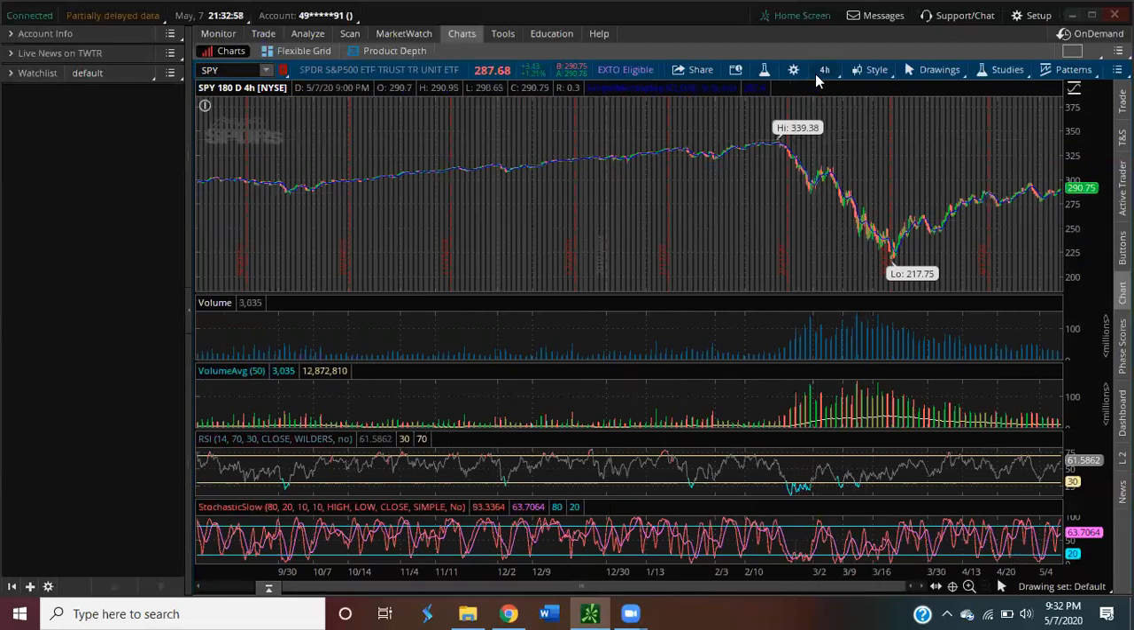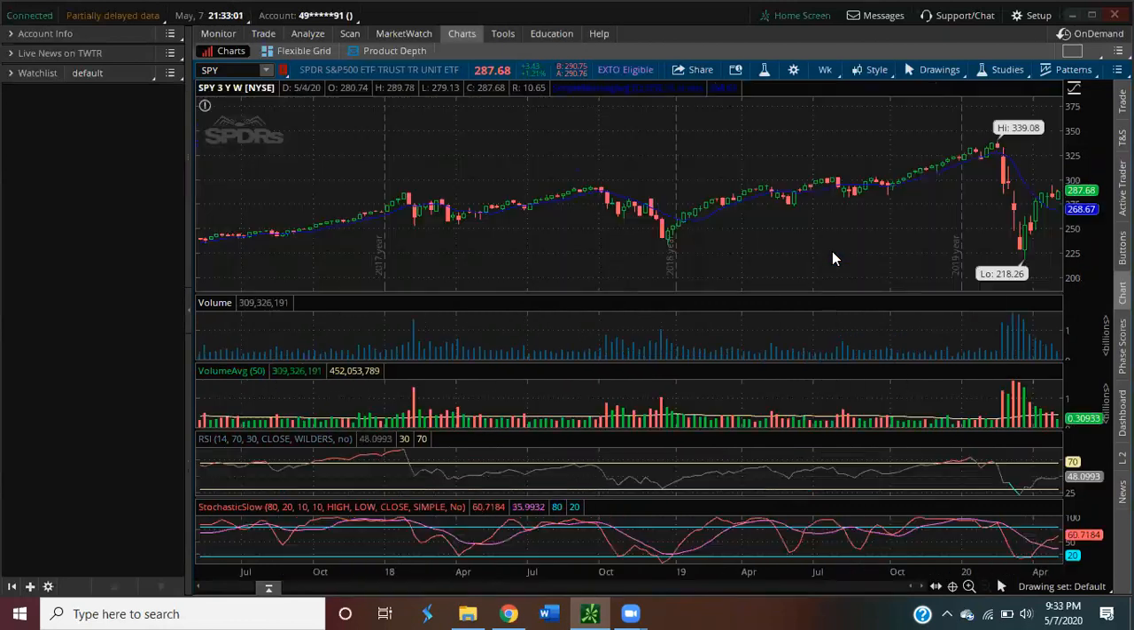The first thing I like to do is start off at a large time frame, like this 1 week chart, and plot my support and resistances. So what is support and resistance? Support is places where the stock has had trouble going below, and resistance is places where the stock has had trouble going above. So you could spot this pretty easily on a chart.